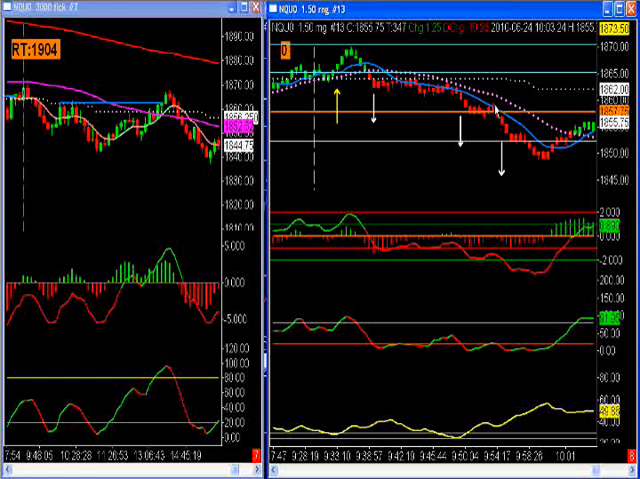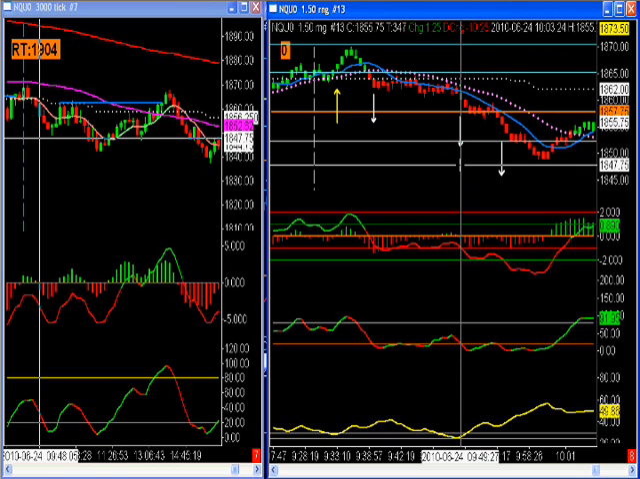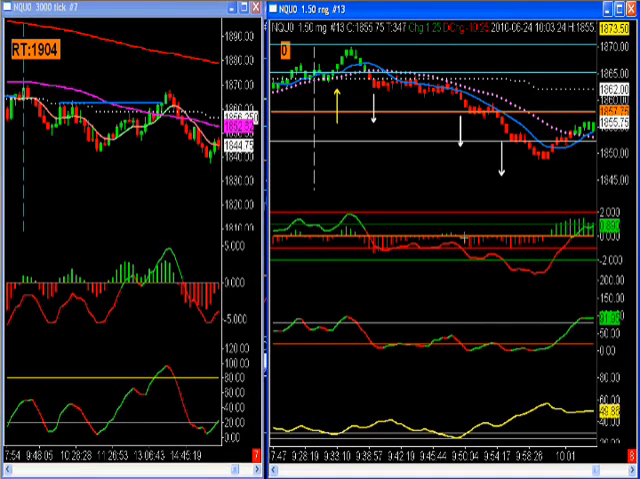If I hadn't moved my final target just above there, then I could have captured this move without having to re-enter. But if you were stopped out once you got your first target here, you did have an opportunity to re-enter here, and that was at 9:49. Everything's in line to take it. Notice everything's turning back to red here.